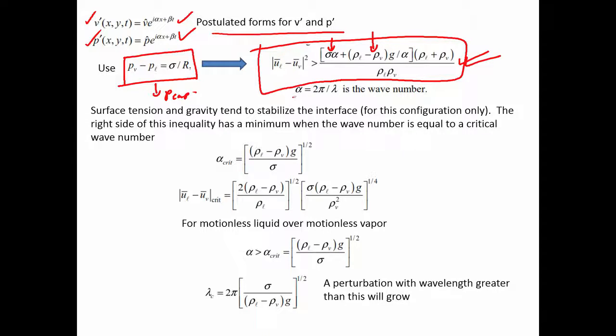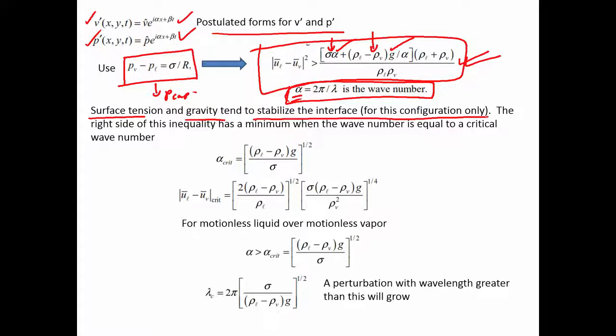And this alpha that we have written over here is called the wave number. It is 2 pi by lambda. Lambda is the wavelength, so alpha is the wave number. Now, this is the surface tension term and this is the gravity term, right, that is what we told. So, surface tension and gravity tend to stabilize the interface for this configuration.